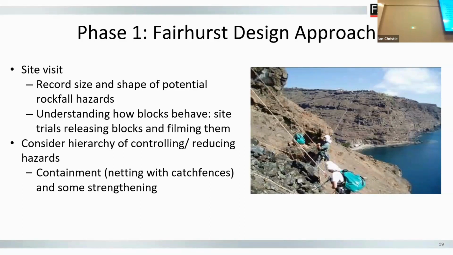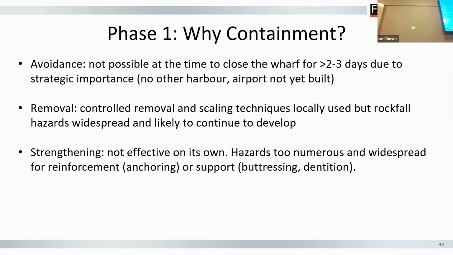What did we do after that? Well, we went back to our hierarchy, our flow chart of thinking about how we control and reduce hazards. And in this case, it was containment that was the best solution. And it was mainly netting with a few catch fences. A little bit of strengthening required here and there, but containment was the order of the day.